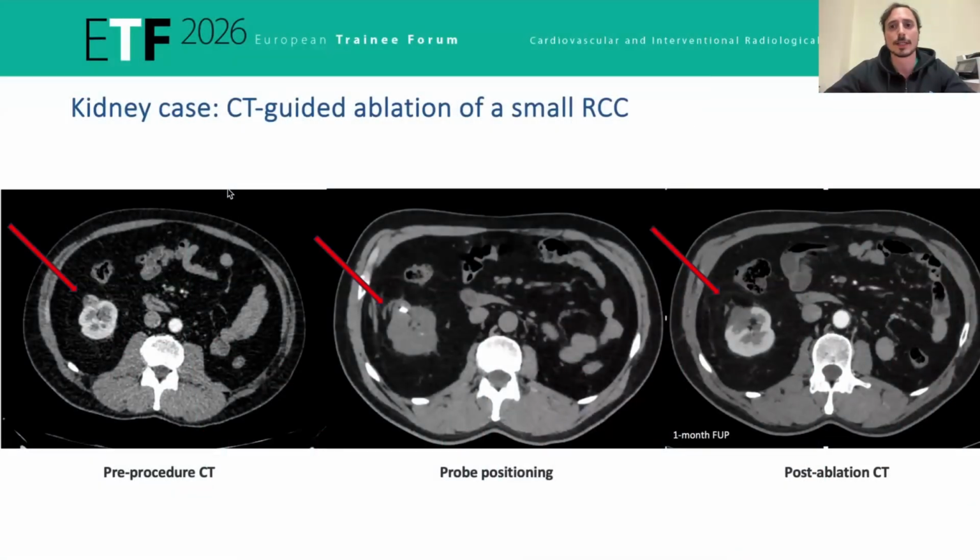Here we will show a case of CT-guided ablation of a small renal cell carcinoma. On pre-procedure CT, we can clearly identify the enhancing lesion. The central image shows the probe correctly positioned within the tumor under CT guidance. Finally, on post-ablation CT, we observe the treated area with no residual enhancement, consistent with successful tumor necrosis.